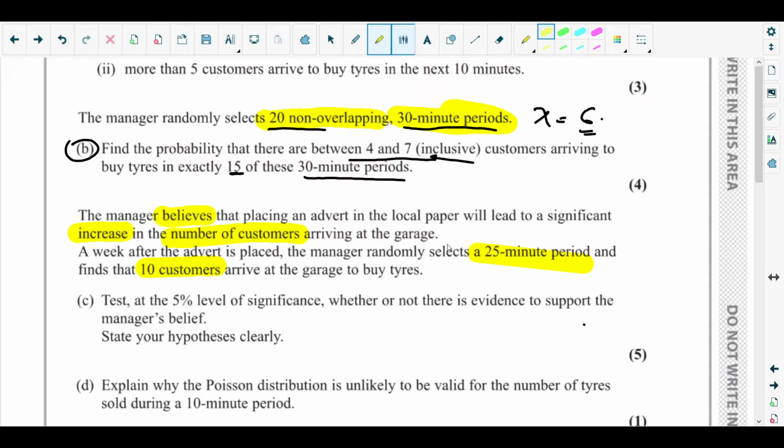So, part C, test at the 5% level of significance. The level of significance is 5%. Whether or not there is evidence to support the manager's belief. Okay, we need to do hypothesis testing in this case. How can we do the hypothesis testing?